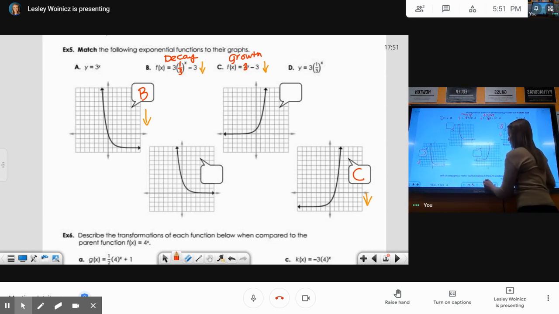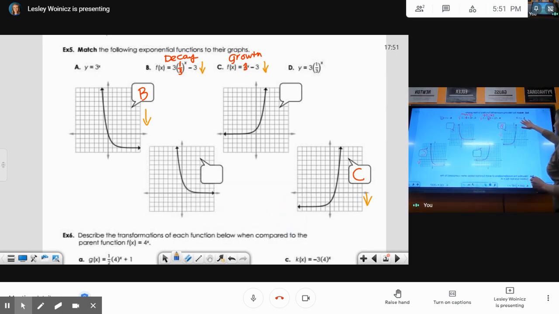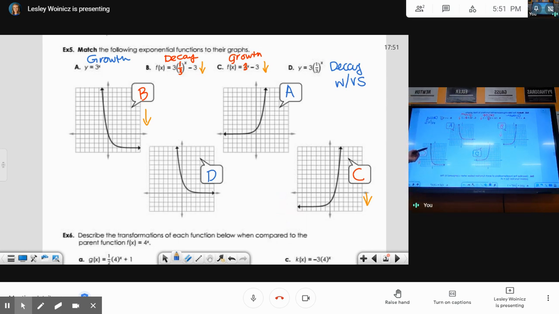Okay. Now I've got to match up the other ones. Look at this one. This one is growth. And this one is decay with a stretch. Decay with vertical stretch. So here I see decay, and there I see growth. Notice there's no shift on those because they're plus zero. The D values are zero.